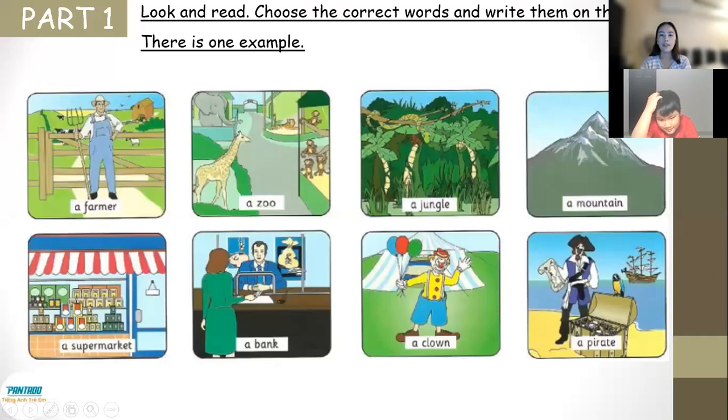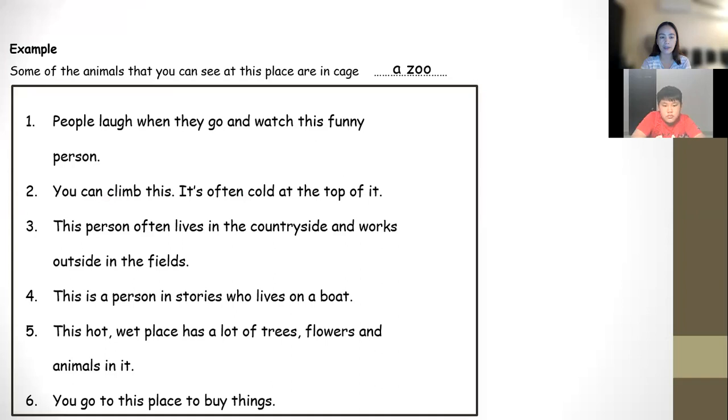Okay, look and read. Choose the correct words and write them on the lines. There's already an example. Okay, can you read it, baby? A farmer, a zoo, a jungle, a mountain, a supermarket, a bank, a clown, a pirate. So there's already an answer. Some of the animals, okay.